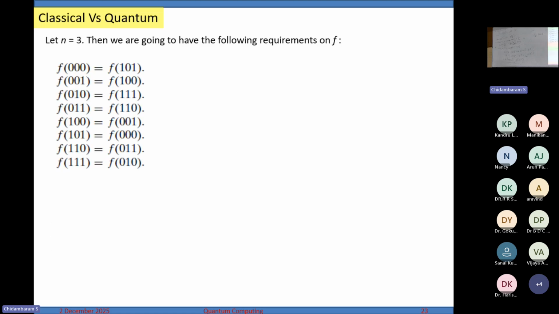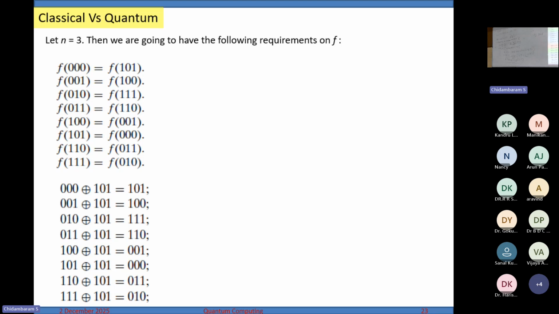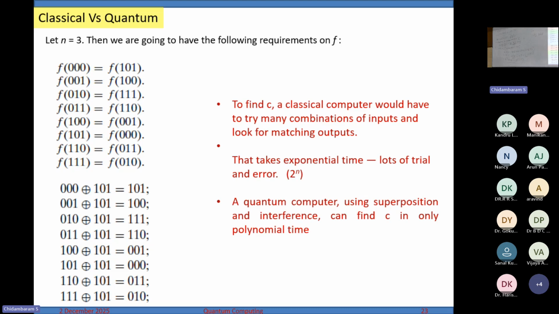Again, I repeat, don't worry about what this F is, some arbitrary function. This is my requirement. So what we are going to find is the difference of 101. For this, in a classical scenario, we need to try all possible combinations one by one. So to find C, a classical computer would have to try all possible combinations of inputs and outputs and match for the pattern, which requires an exponential time of trial and error, 2 power n.